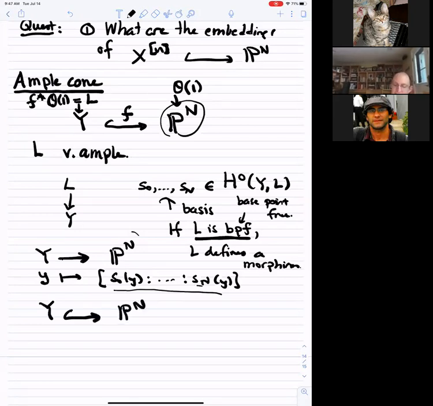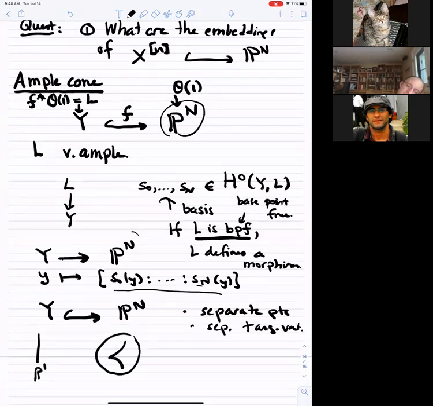To say that this is an embedding, first you need to map distinct points to distinct points. So you need to separate points, and you need to separate tangent vectors. It's not enough just to map points apart. Here is an example: I could take P^1 and map it to a cuspidal curve. This separates points, but at the cusp, it squishes the tangent direction. The derivative of the map vanishes. So it's not enough just to separate points. You also need to separate tangent vectors.